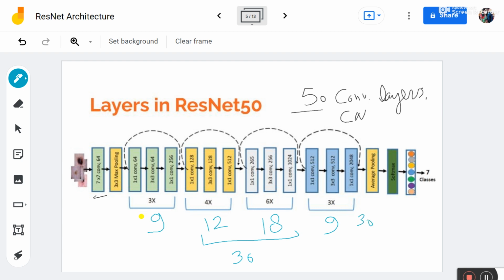So 30 plus 18, that is 48, plus when we add up these two values, and here we are having one softmax and one pooling layer, and here we are having one pooling layer also. So we will add up these two layers also. So this will add up 1 and 2 layers, that is going to depict 50 layers. And in this architecture they are going to predict 7 classes.